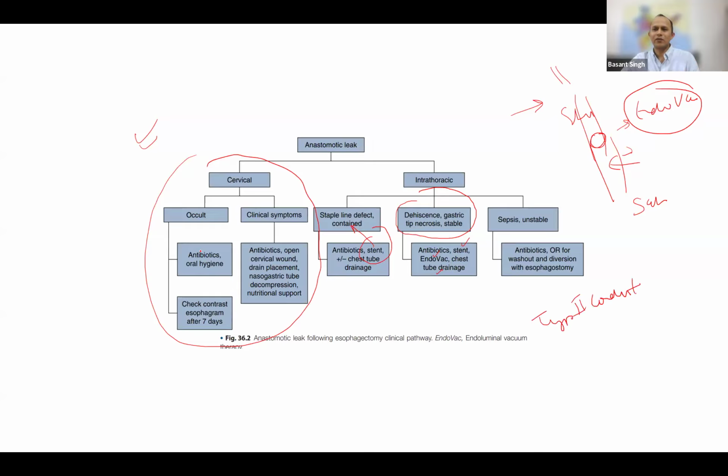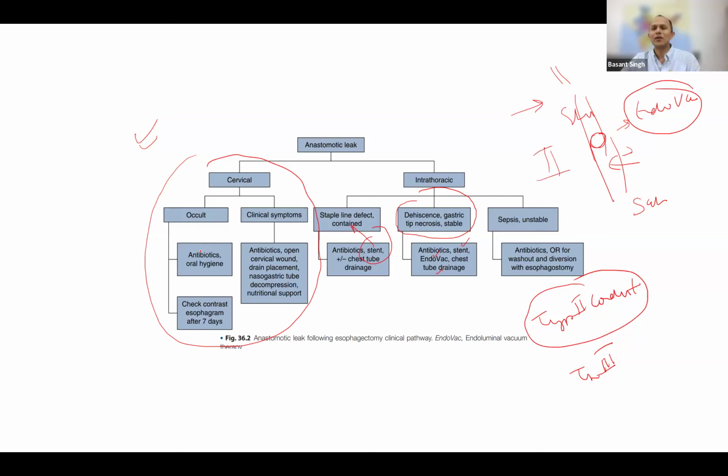So any conduit necrosis requiring surgery but not requiring esophagostomy is type 2. And type 3 is requiring surgery with esophageal diversion. Okay, so diversion is basically you are taking down the whole conduit. Type 2 also needs surgery. So type 2 also, they're saying that the patient needs surgery.